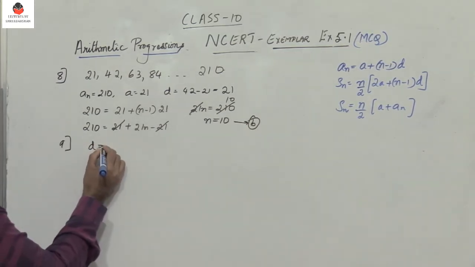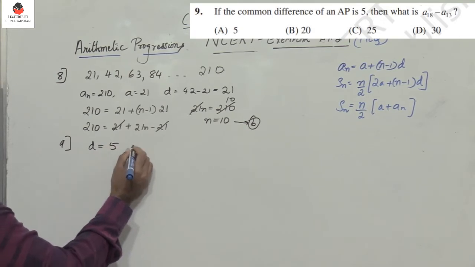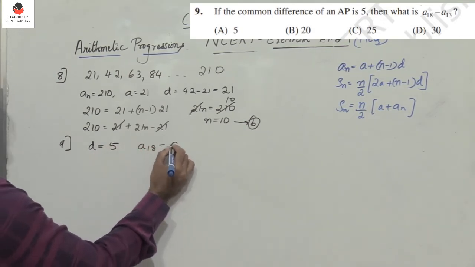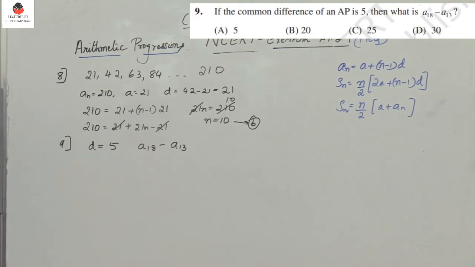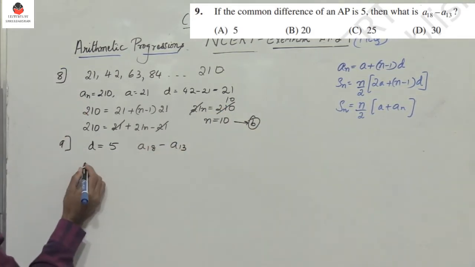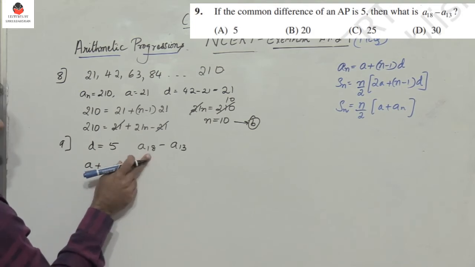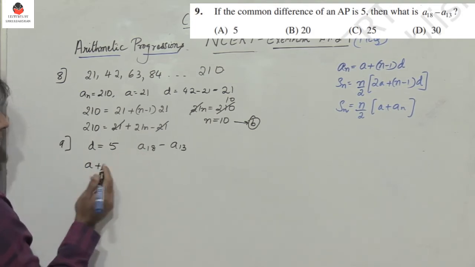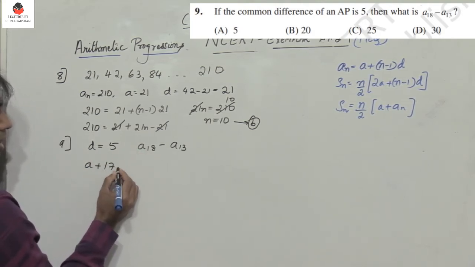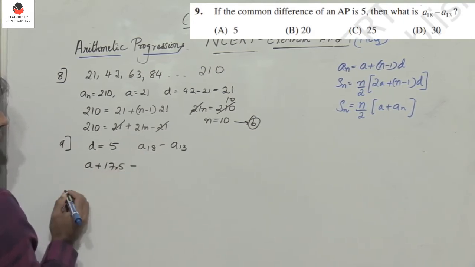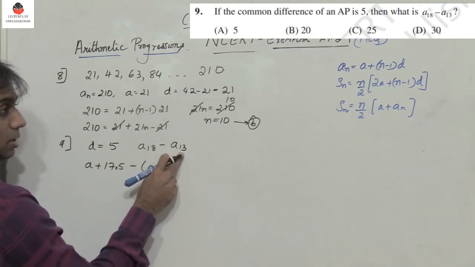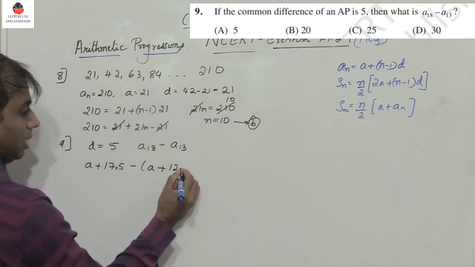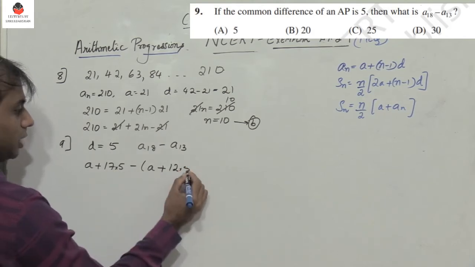The common difference of an arithmetic progression is 5, so D equals 5. What is A18 minus A13? So here N is 18, here N is 13. Let's use this formula here. A18 is A plus 18 minus 1, which is 17 into D, which is 5, minus A13, which is A plus 13 minus 1, which is 12 into D, which is 5.